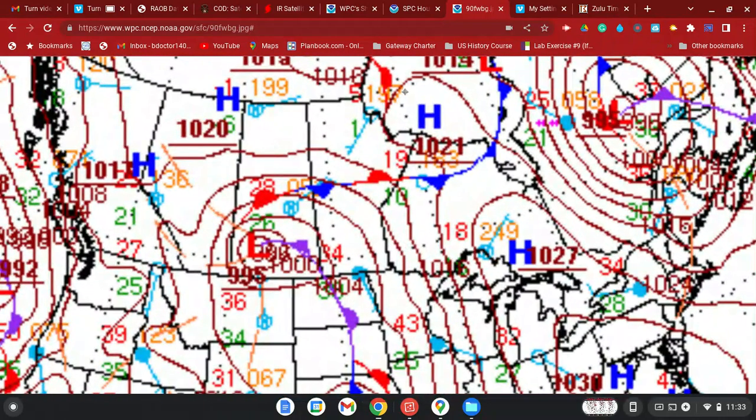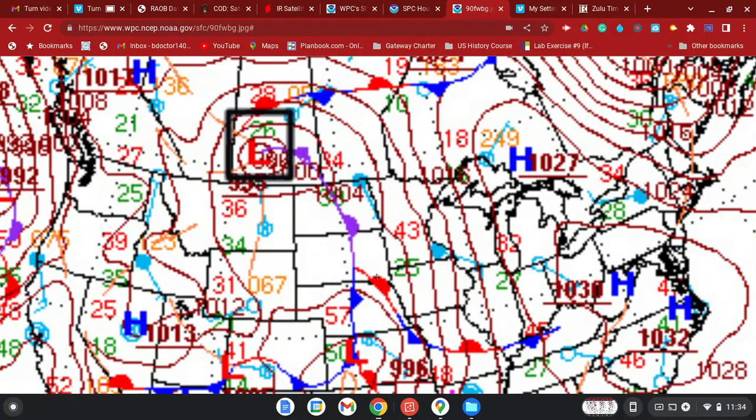All right, so our first symbols are the H's and the L's. Well, we just explained on the surface map, an H is what type of weather mass? L is what type of weather mass? Very good. High, low. Okay, good.